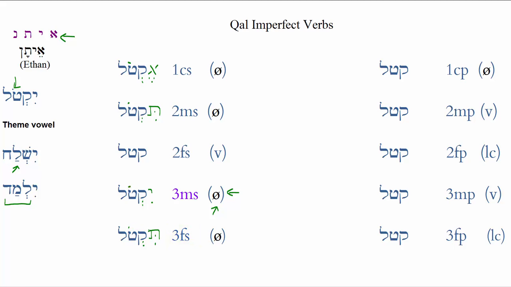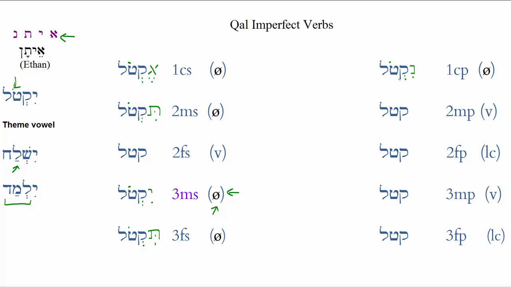Our last example of a form that does not have an ending is up here on the top right, our first common plural. The prefix is a nun, and it has the same prefix vowel, a hirik. The first root letter has a silent schwa, and the theme vowel is the same, so we have niktol. So those are the 5 examples of forms that have no ending.